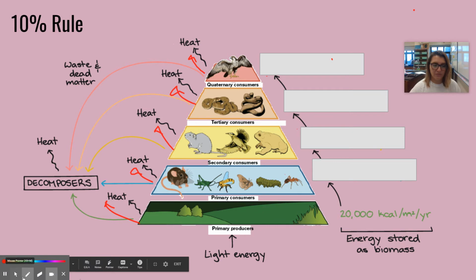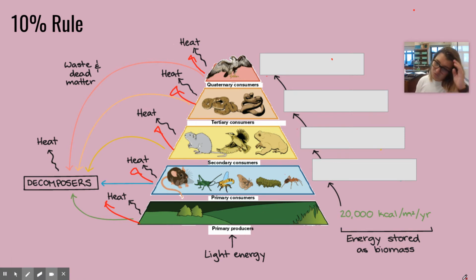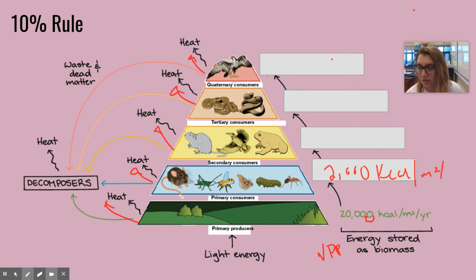So if we start off, let's say the plants have 20,000 kcals per meter squared per year. Remember, that's our primary productivity number there. That's how much energy they store. So remember, this is going to be our NPP here. The amount that's passed on is only 10%. So if you get a problem like this on the AP exam, you could multiply 20,000 times 0.1 on a calculator. But a really easy way to do 10% is to just move the decimal place back 1 point. So instead of 20,000, we are now at 2,000 kcals per meter squared per year.